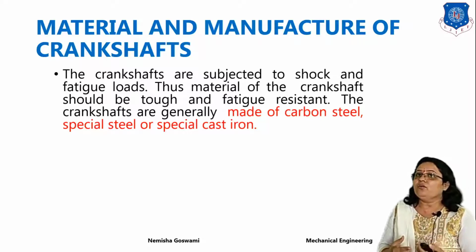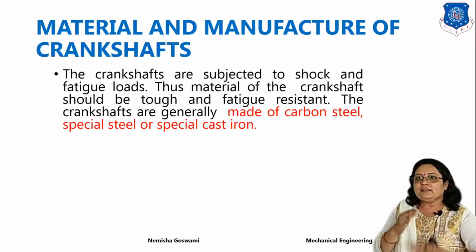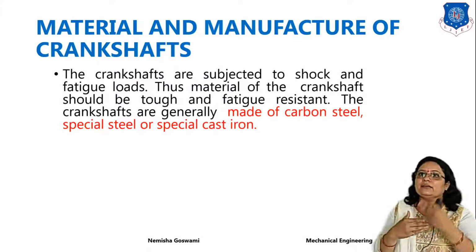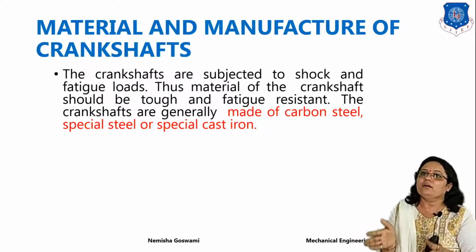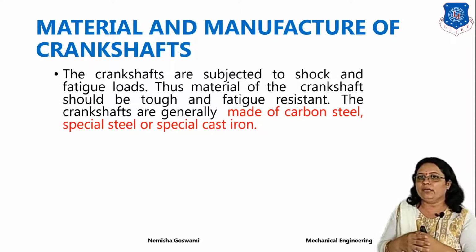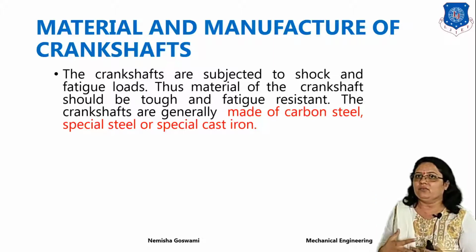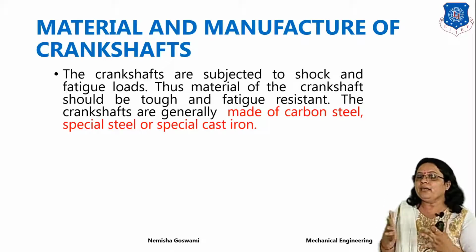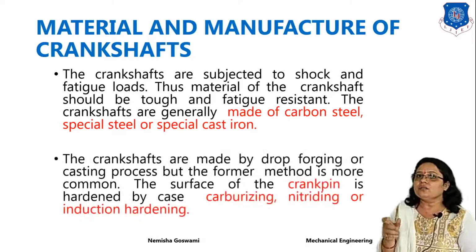Okay. So we know crankshafts are subjected to continuous shock and fatigue load. Fatigue means it is in rotating condition, right? So when cyclic loading is applied, failure will occur due to this cyclic loading. So these are known as fatigue loads. So the material for that type of crankshaft should be tough and fatigue resistant. This is our requirement from our study. Generally crankshafts are made of carbon steel, special steel or special cast iron. Generally these types of materials are used for the crankshaft.